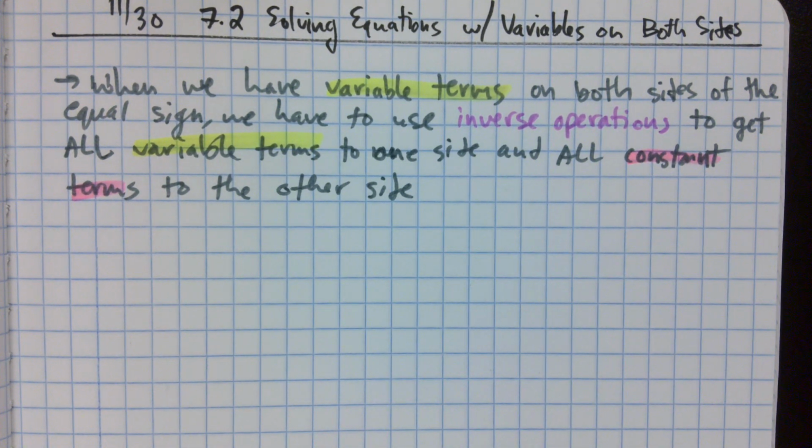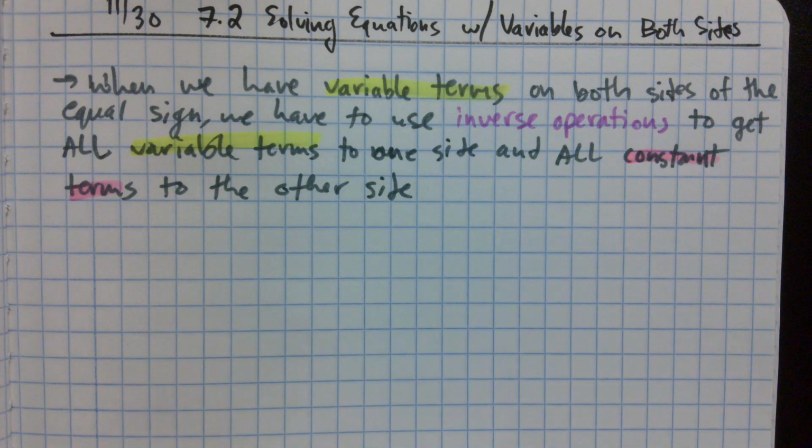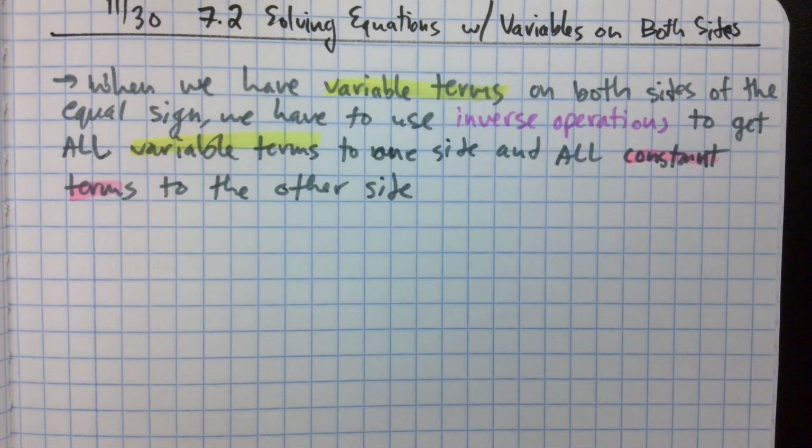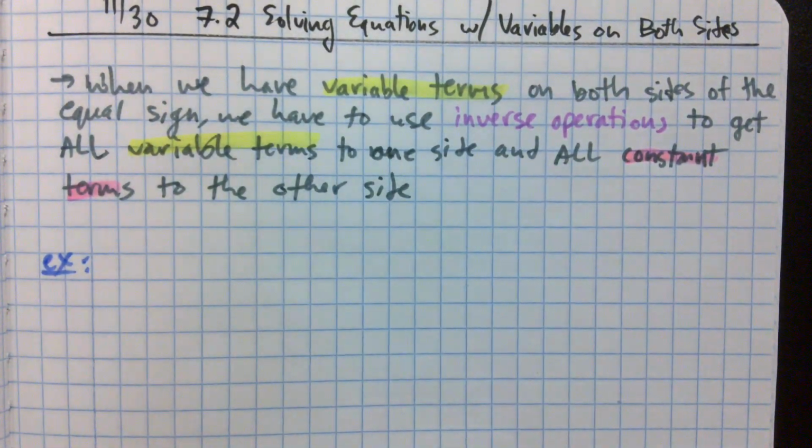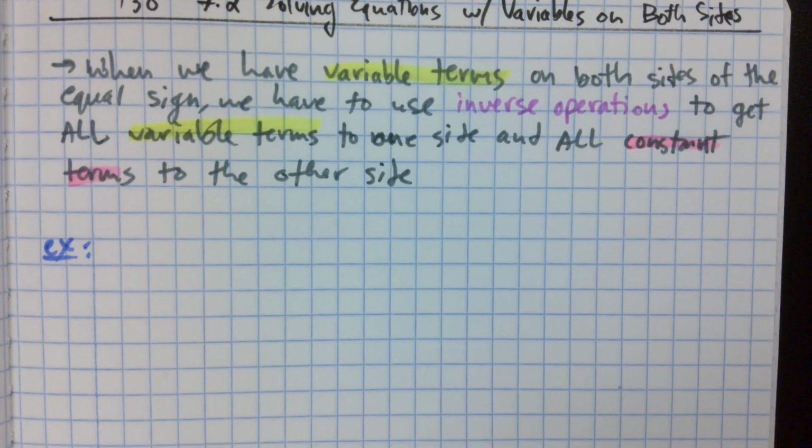So we're going to stick with our highlighting today. I'm going to do my variable terms in yellow, my constant terms in pink. We're going to see that they're going to be kind of mixed up on the left, mixed up on the right. And we've just got to bring all those yellow terms to the left, all those pink terms over to the right, and then solve it from there. Sounds scary, but it's not. Let's jump right in with an example.